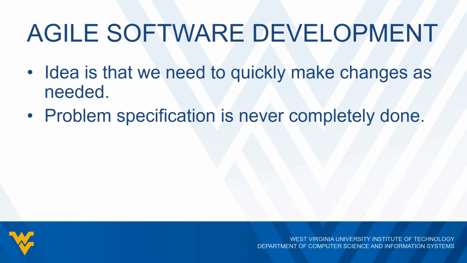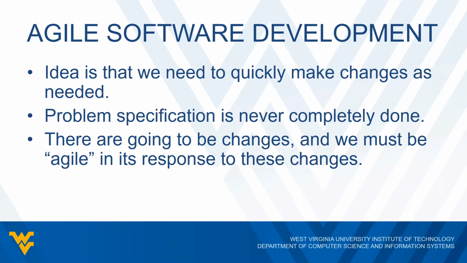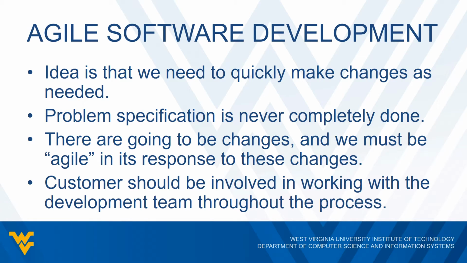There are bound to be changes during the whole process, and we must be agile in our response to these changes. We might be later on in the process and realize that we need to make some changes in the problem specification. So we just go back and make those updates as we go. The customers need to be involved with working with the development team throughout the process. When we were talking about the waterfall model, it seemed like the customers were involved in the problem specification, and then they go away, and the developers do all the other steps, and then they bring the customers back at the end product. But with agile development, it's more about having the customers involved in all steps of the process.